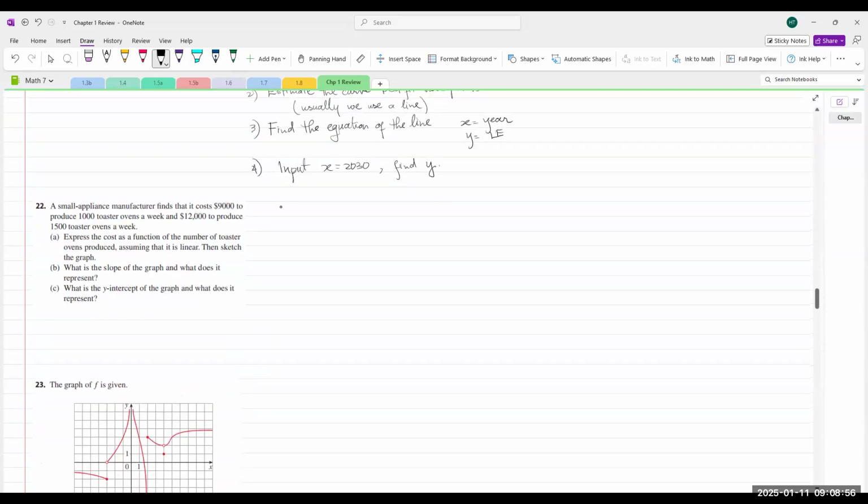That's for number 21. Number 22, a small appliance manufacturer finds that it costs $9,000 to produce 1,000 toaster ovens a week and $12,000 to produce 1,500 toaster ovens a week. Okay, so $9,000 for 1,000 toasters. This is my type, by the way. $12,000 for 1,500 toasters.